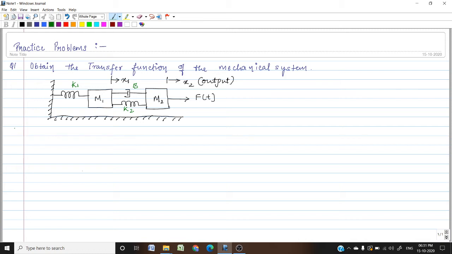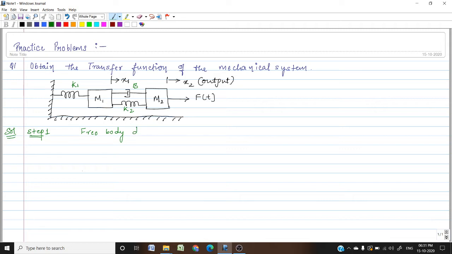The first question is, obtain the transfer function of the mechanical system shown. We'll start with the solution. Step number 1. Coming to step number 1, we will draw the free body diagram.